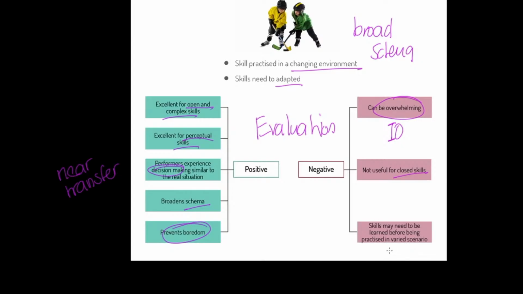So we might find what we get is we actually get fixed first. Go back to my passing in football example, and then we get our variable. So again, remember the role of this. This here is to overlearn the essential skill first.